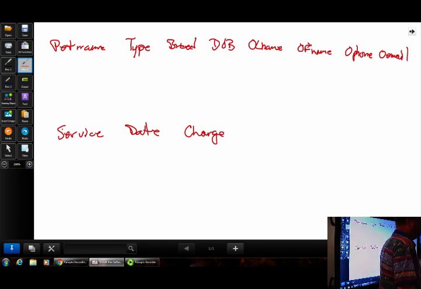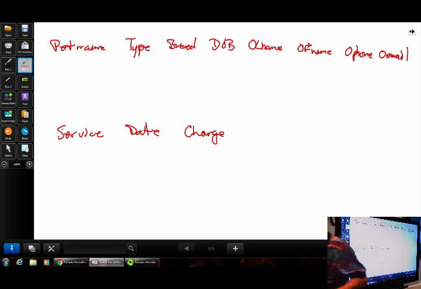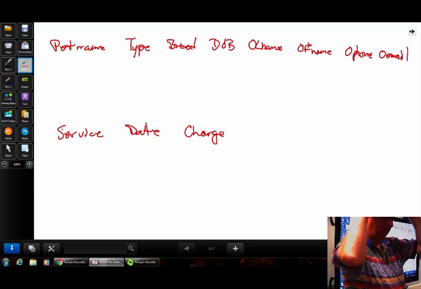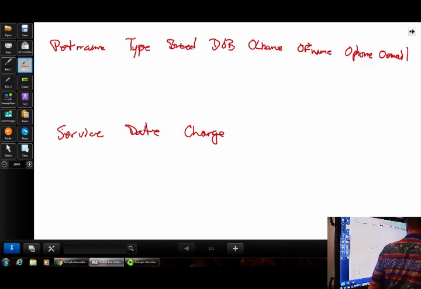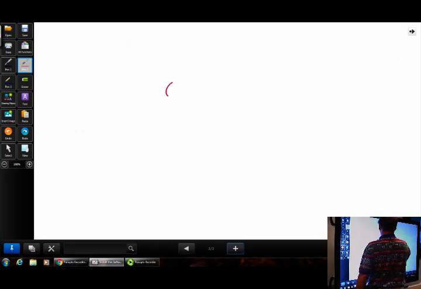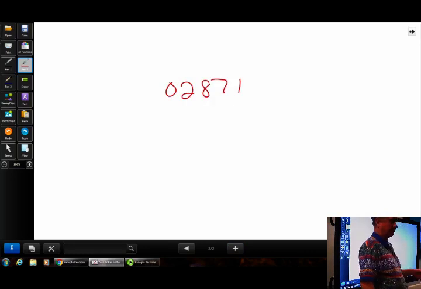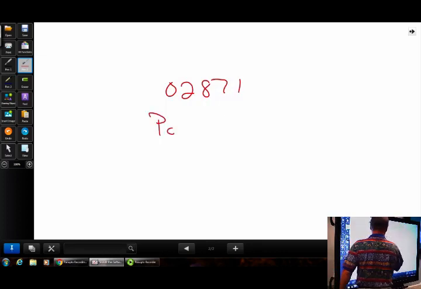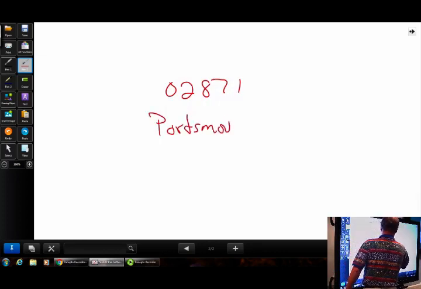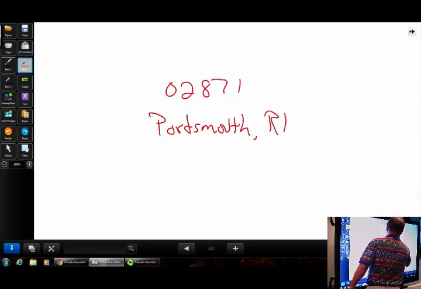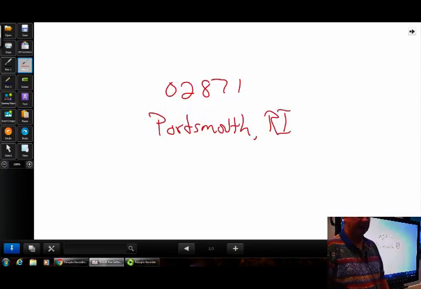What normalization says is that you want to identify candidate keys. We tend to think of candidate keys as pieces of data or information that point us to other pieces of information. So if I say 02871, and I tell you that's a zip code, that determines what city and state are. In this case, it turns out to be Portsmouth, Rhode Island.